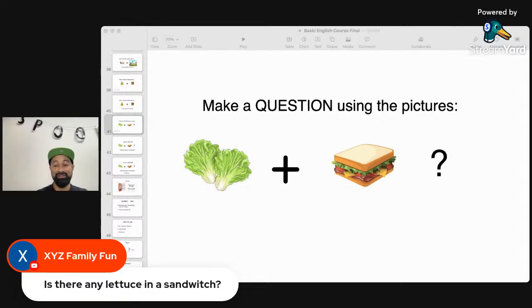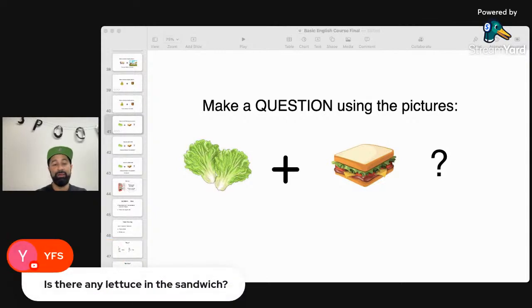So you believe lettuce is uncountable. And YFS, is there any lettuce in the sandwich? You also believe lettuce is uncountable. We already discussed this earlier in the lesson. If you're joining us late, we did a countable and uncountable challenge. So make sure you watch that part of the video on the replay. Is there any lettuce in the sandwich?